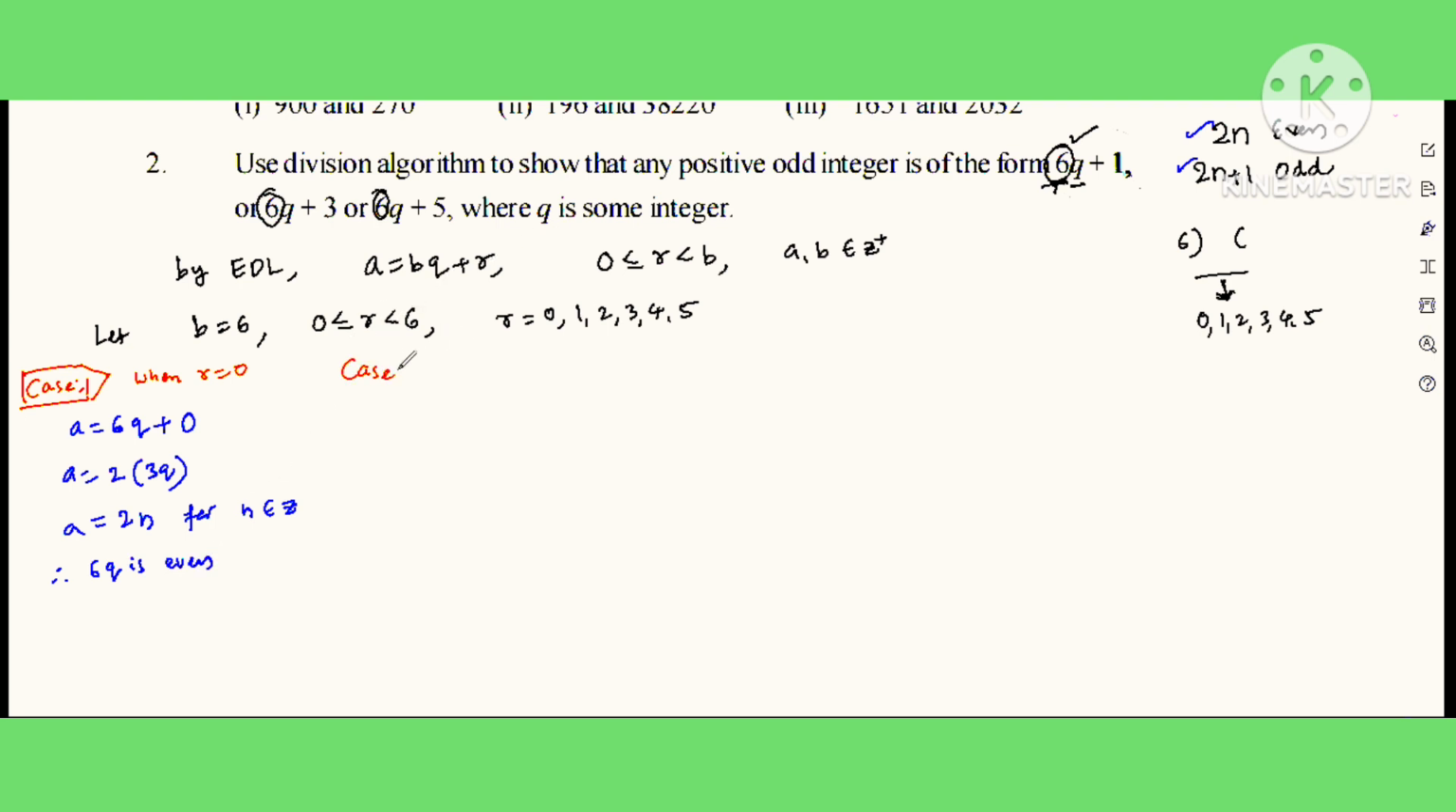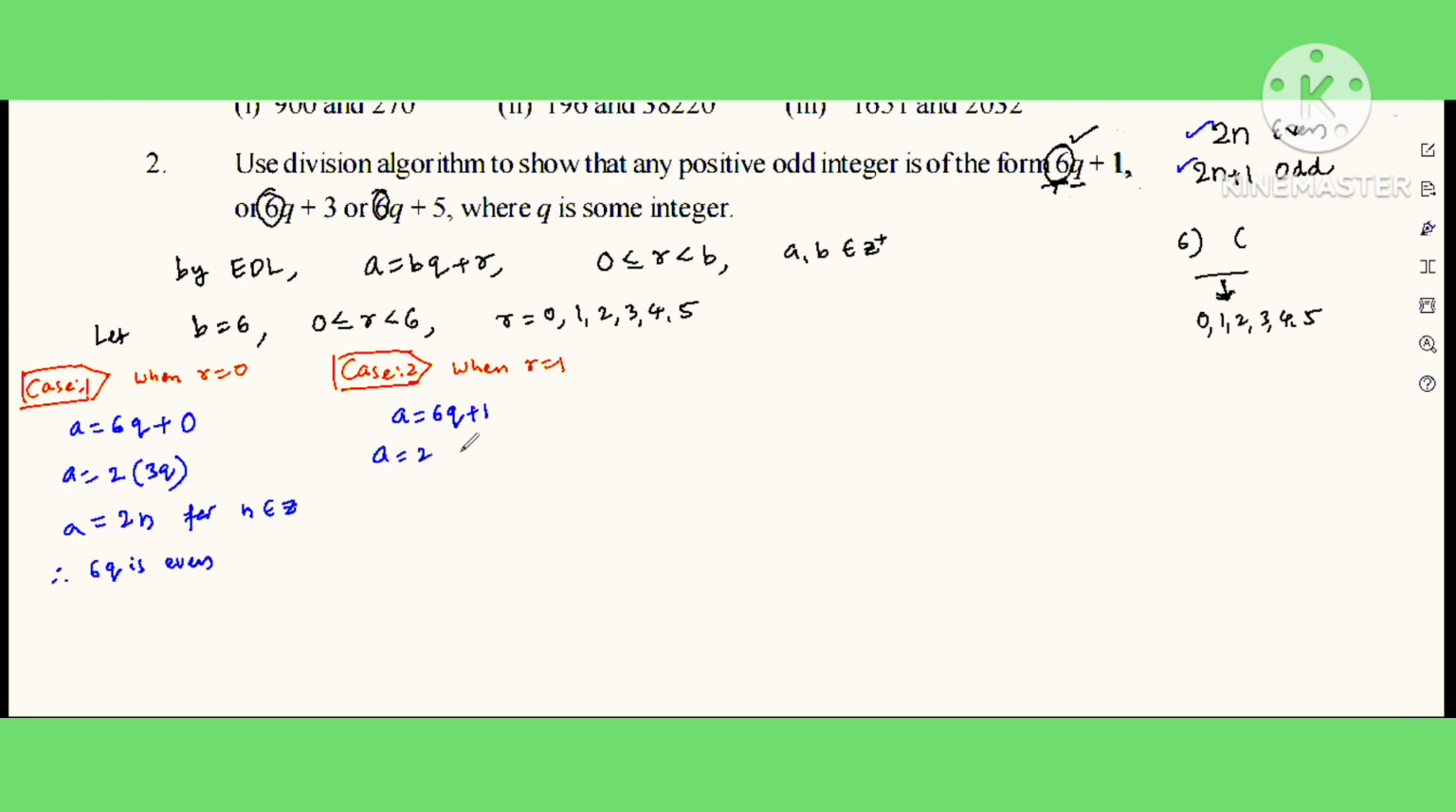Case 2, we take the second remainder. What is the second remainder? When r equal to 1. So when r equal to 1, what to take? a equal to 6q plus 1. Now we have to convert it into the form of 2n or 2n plus 1. Here you can observe that plus 1 is there, so we can convert into the second form.